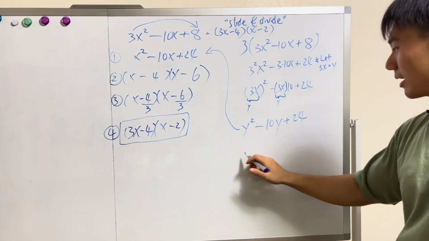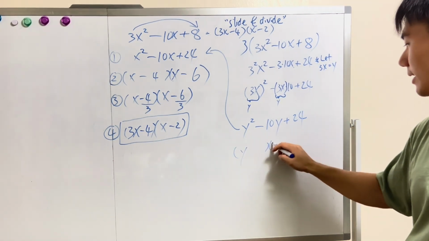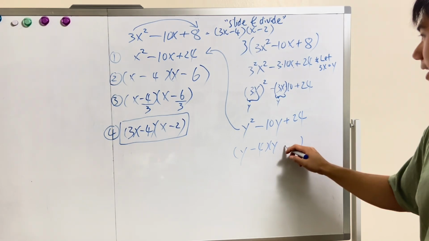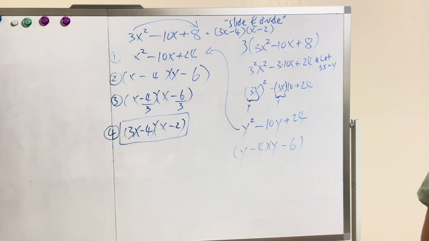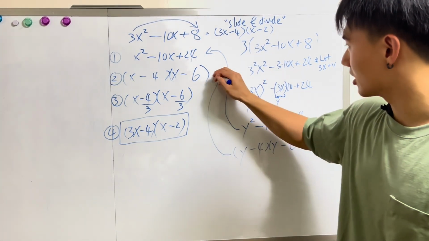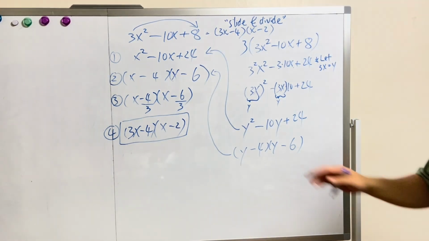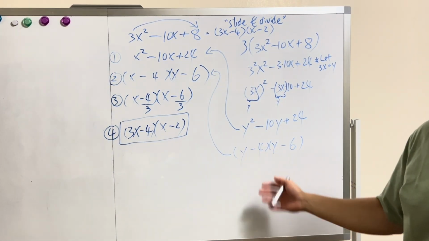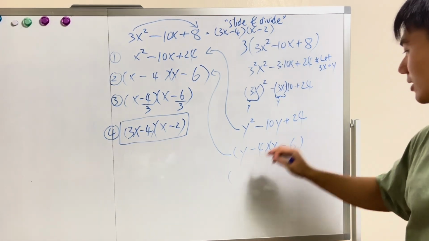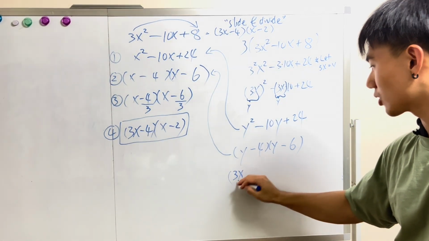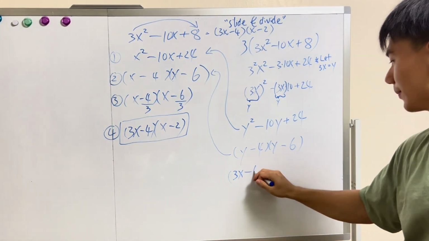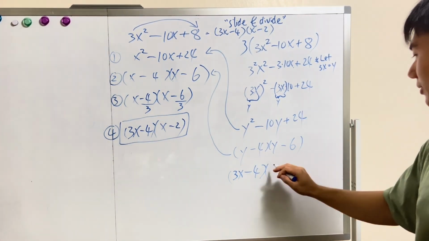Now, I'm going to keep going. I'm going to factor this, and we know that this will be factored into y minus 4 and y minus 6. And this matches with our second step, if you look at it. And now, remember what our y is. Our y is really 3x. So I'm going to replace y with 3x back in the expression.